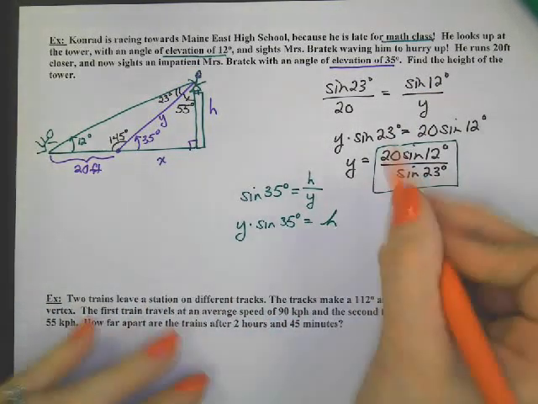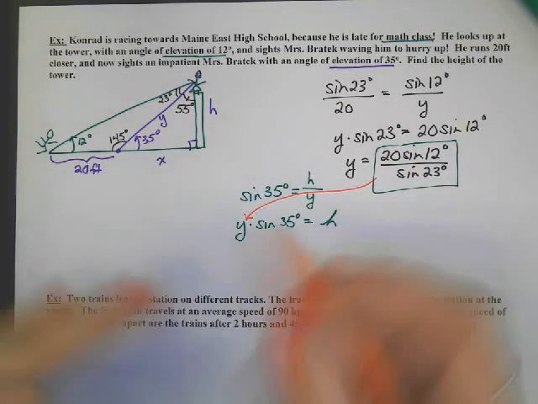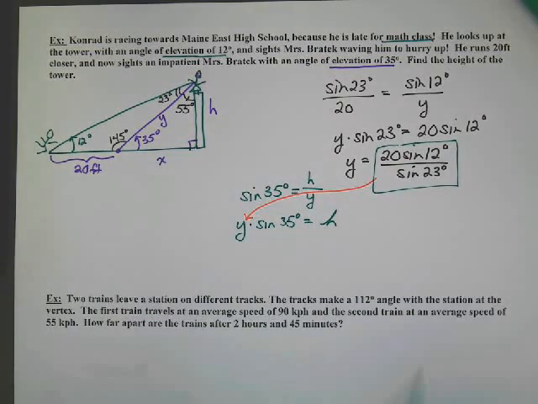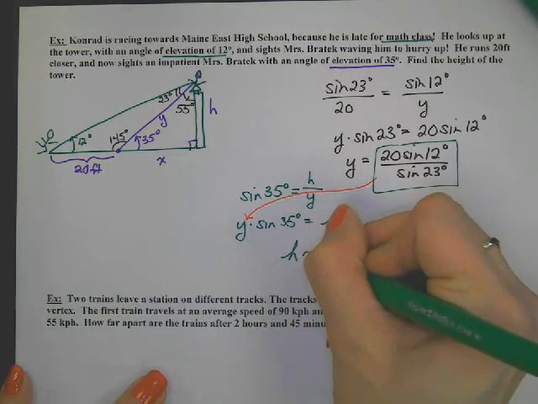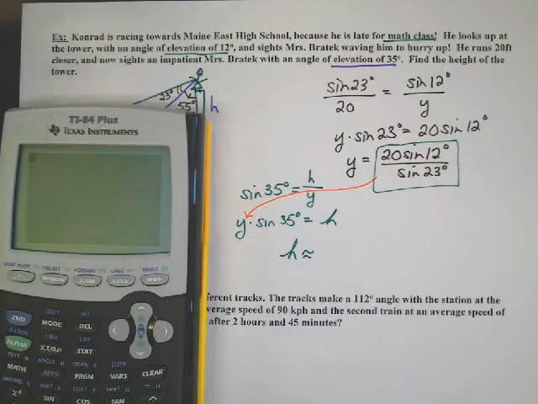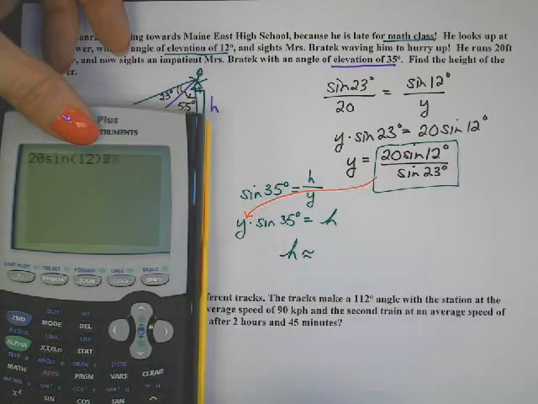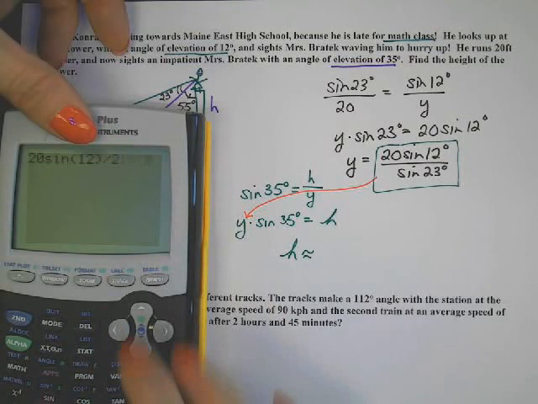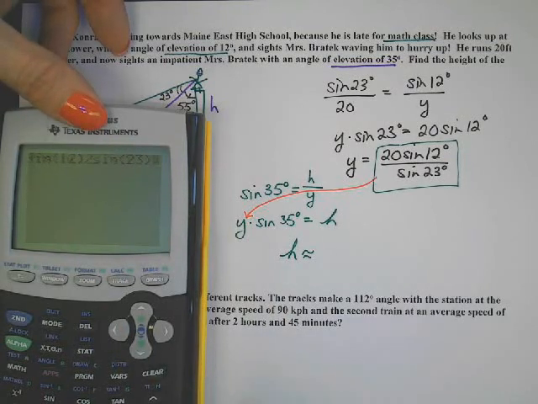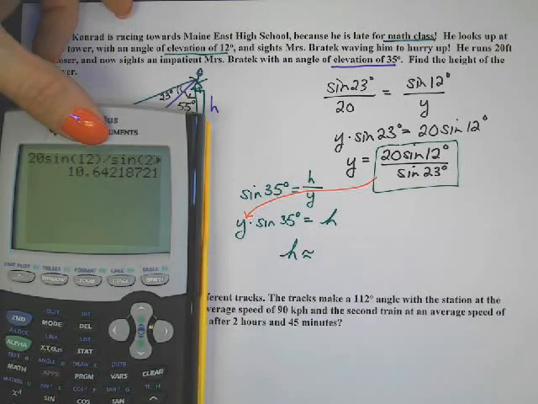We're going to take that, pop that in there for Y, calculate that, times calculate that, and that is going to give us our perfect answer for H. Nothing has been rounded or chopped until the very end. Finally, calculator time. 20 times the sine of 12. Make sure you close that up, divided by the sine of 23 degrees. You could hit enter here if you like, or you could just keep going. But now we're going to multiply the answer times the sine of 35.